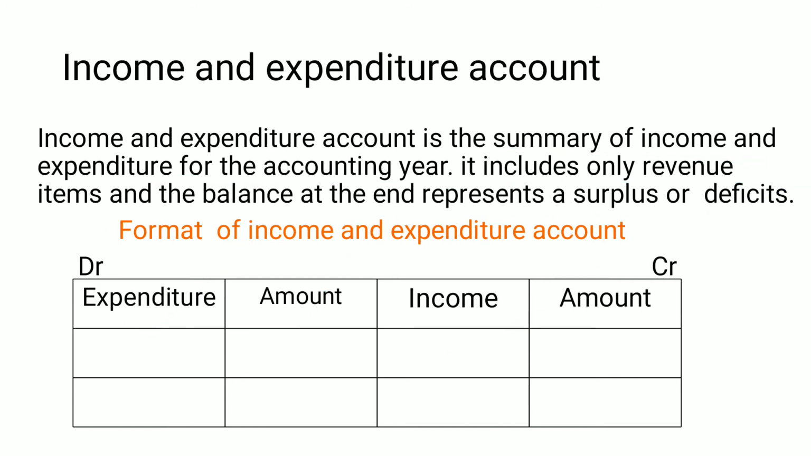See the sentence: income and expenditure account is the summary of income and expenditure. This is the summary of income and expenditure. Whatever incomes or expenditures there are in the current year, this accounting year, whether we earned income or the amounts are spent, that is recorded in the income and expenditure account.